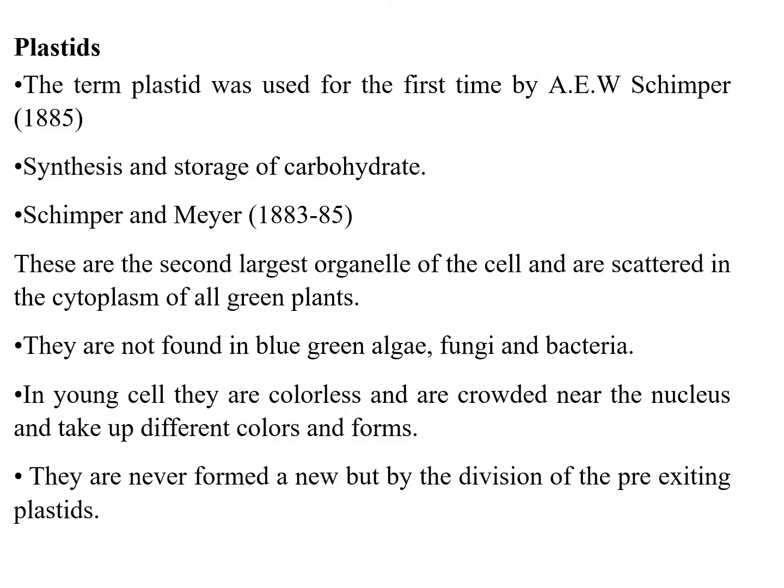The term plastid was used for the first time by A.E.W. Shepard in 1885 to include the organelles involved in the synthesis and storage of carbohydrates. Shepard and Meyer discovered these organelles in 1883 to 85. These are the second largest organelles of the cell and are scattered in the cytoplasm of all green plants.